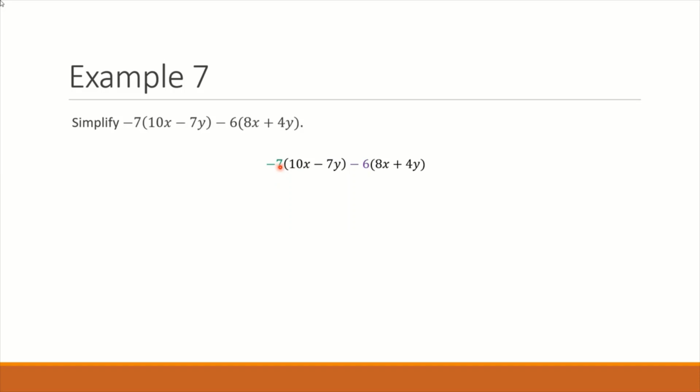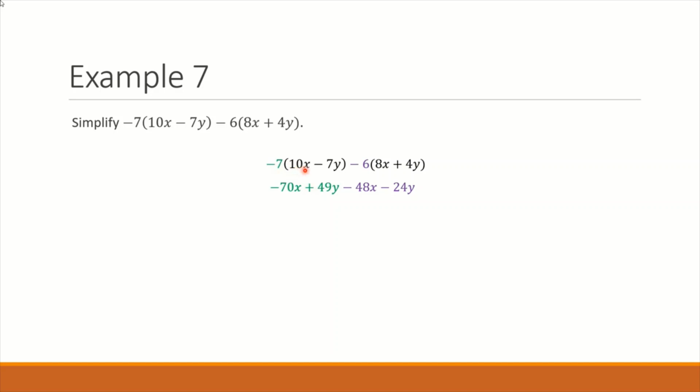So you're going to take the negative 7, distribute to the 10x, and then to the 7y. And when you distribute, you're multiplying each of those terms. And it's whatever is attached to the parentheses. So here the negative 6 is attached to these parentheses, so you distribute the negative 6 both to the 8x and to the 4y.